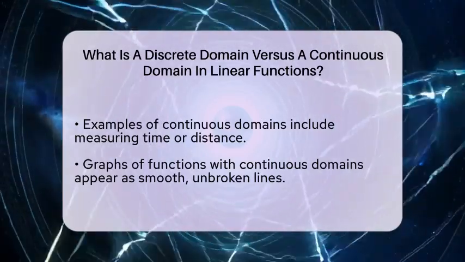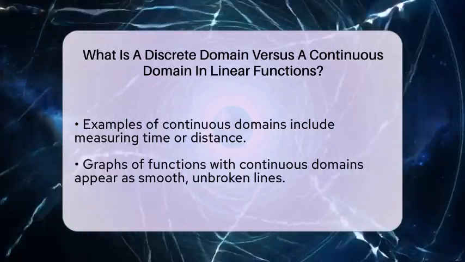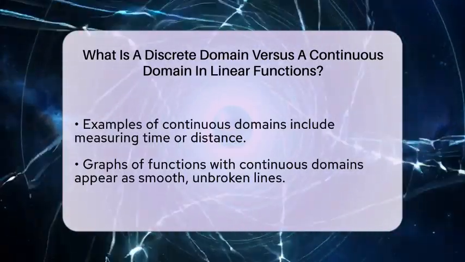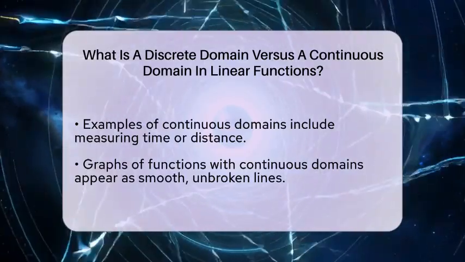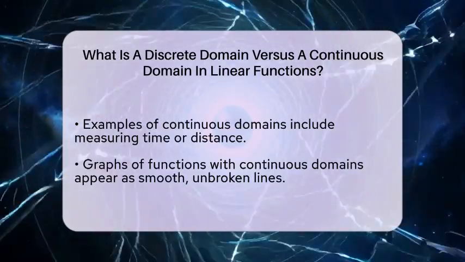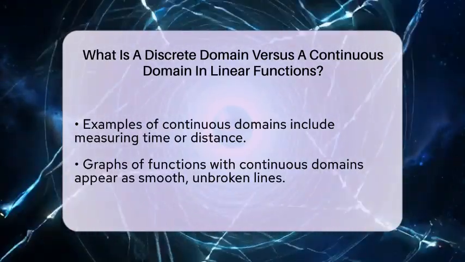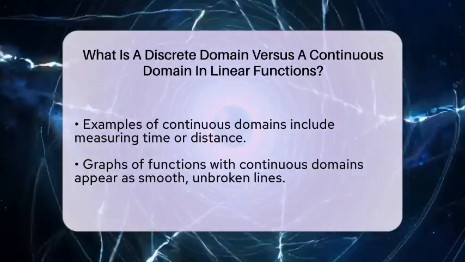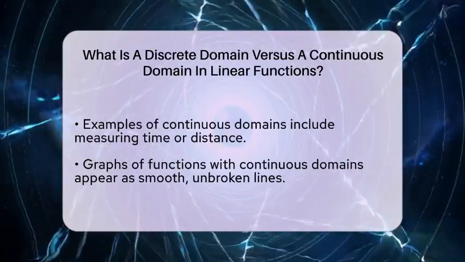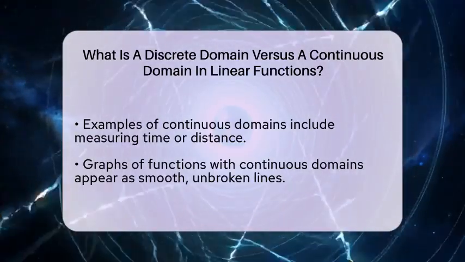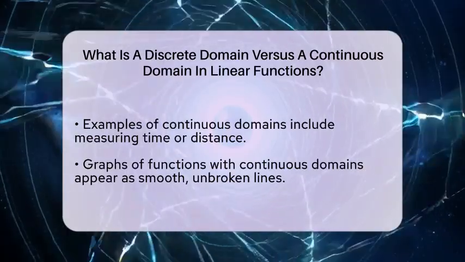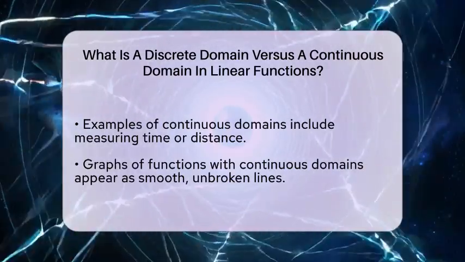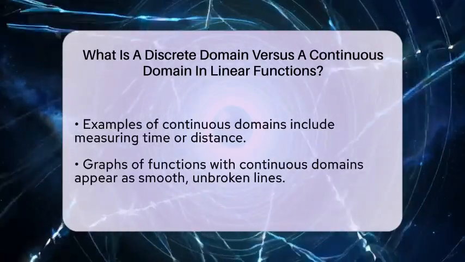When you graph a function with a continuous domain, the line is smooth and unbroken, covering all points between the start and end. In linear functions, which are functions that graph as straight lines, the domain can be either type. If the domain is continuous, the line stretches across an interval, like from 0 to 10 minutes, and includes all values in between. If the domain is discrete, the graph shows individual points, like specific steps or counts, and these points are connected by straight lines but only at those specific inputs.